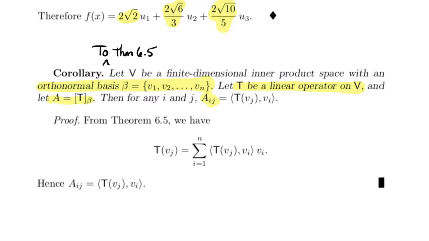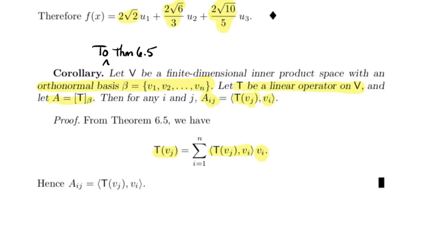Well, the ij entry is the coefficient of vi of the image of the jth basis vector. But what we just said is, if you want to know the coefficient on the ith basis vector of the image of the jth basis vector, you dot it with vi. So that's just saying you take T of vj. What's the coefficient of vi when you write it in the basis beta? Well, it's the inner product of T of vj and vi.